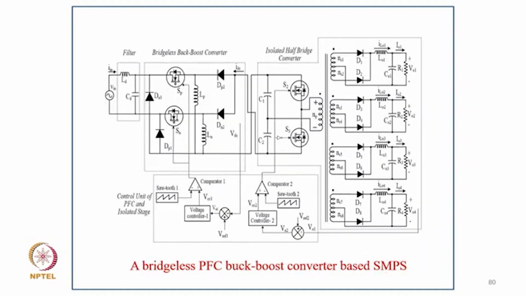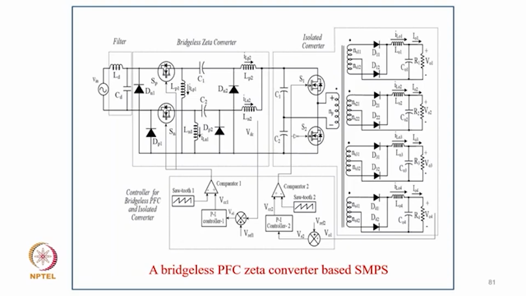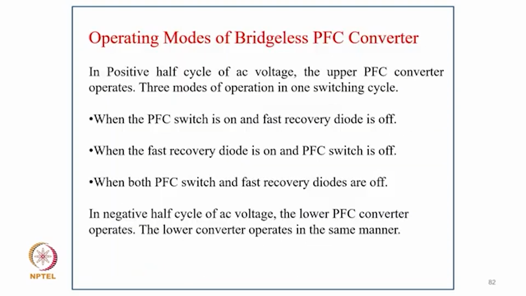And this is the case if we use the simple bridgeless buck boost converter, typically in the same power supply, or you use the bridgeless Zeta converter, one for the positive half cycle and one for the negative half cycle.